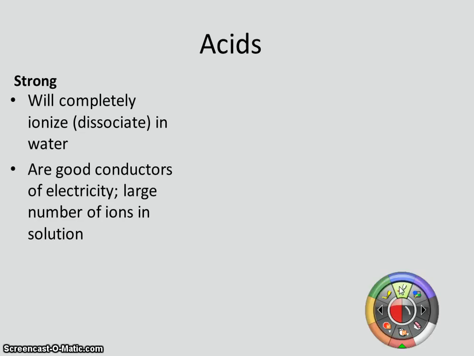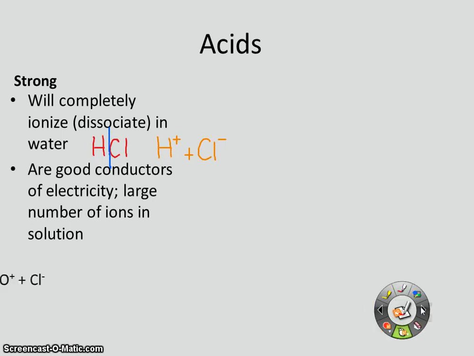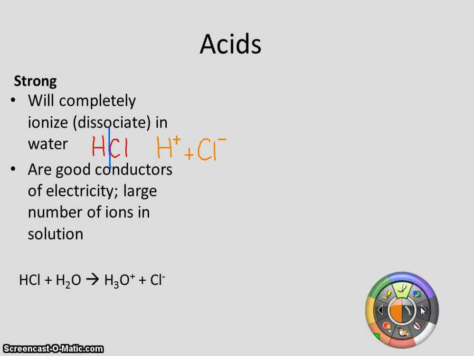So for example, if you have hydrochloric acid, which is HCl, this guy is going to break and you're going to be left with a hydrogen ion and chloride ion. Now these guys are not going to want to go back together, so you're going to have a lot of ions present in the solution. Here's the example again. You have hydrochloric acid, add it to water, you get hydronium, which essentially is a free hydrogen ion here, and your chloride.